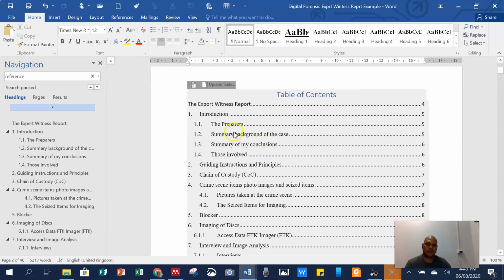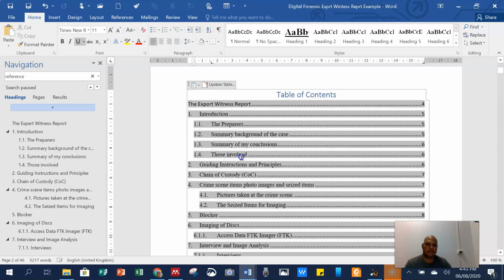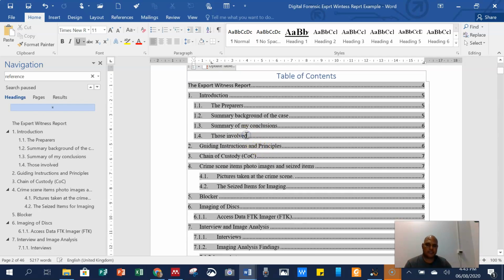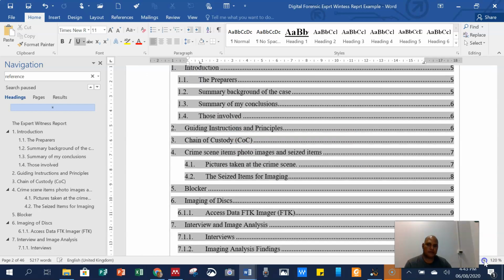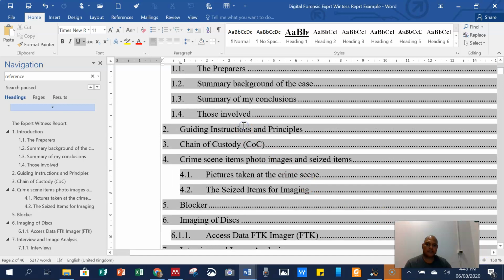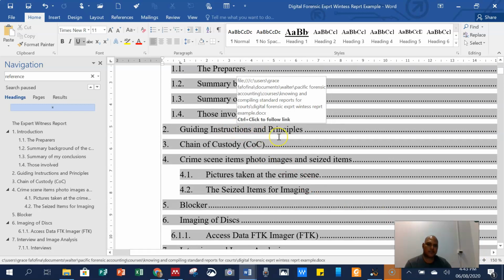So just look at the table of contents. We have the introduction. This captures the preparers and summary background of the case, the summary of the expert witness conclusion, and documentation of the expertise of those who were involved in the expert witness report, and also what are the guiding principles that support the investigation.